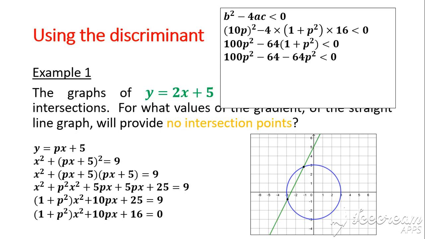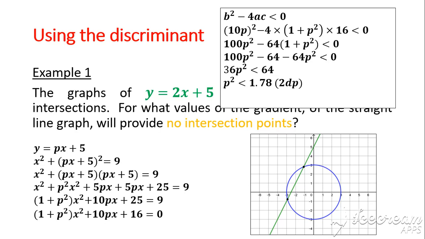And I'm going to expand out the brackets. And now I'm going to go 100p squared minus that 64p squared leaves me with 36p squared, less than 64. And then I'm going to divide everything by 36 to get p squared has to be less than 1.78. Now I think it comes out to be exactly 1.7 recurring, but I've rounded it to 1.78 just to make it a little easier.